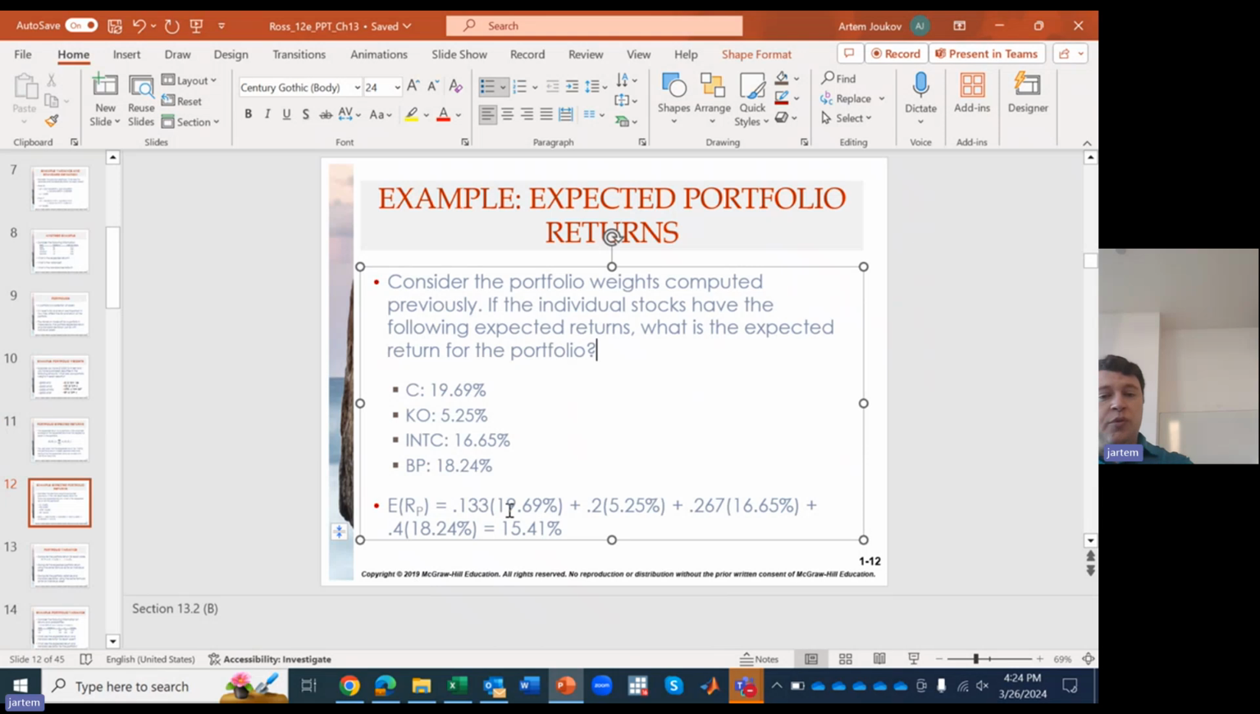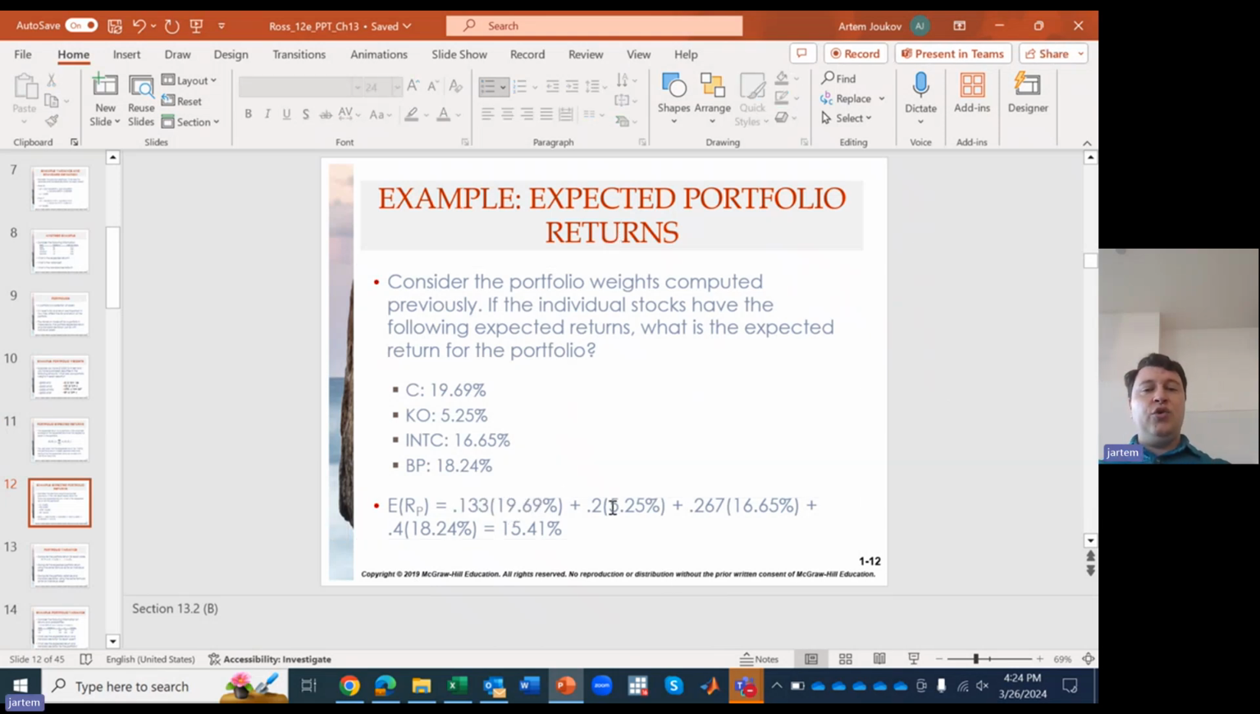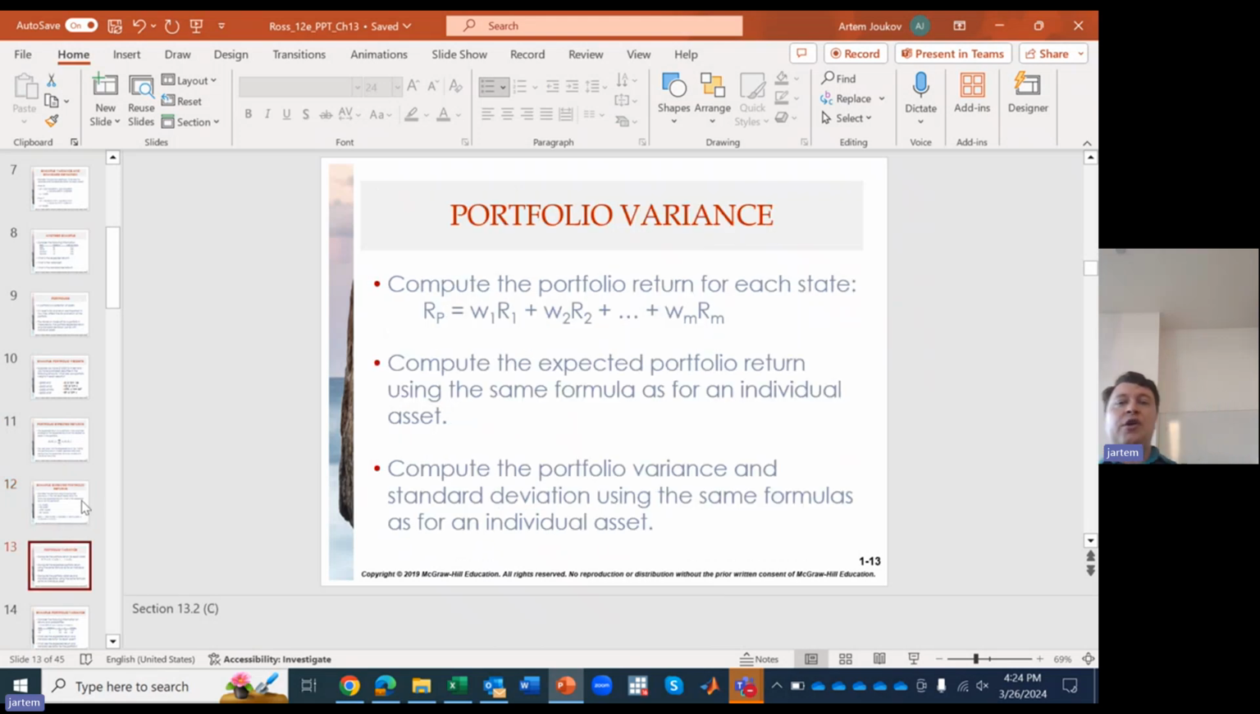So we use that weight, and then we multiply that times its expected return, right? Then we use the weight of KO, which is 20%, and then we multiply it times its expected return. And we go down the line and do this for every stock in our portfolio, and then we sum it up. We add all of them together, and we get 15.41. All right? So that would be the answer. Like, what is the expected portfolio return for that portfolio?